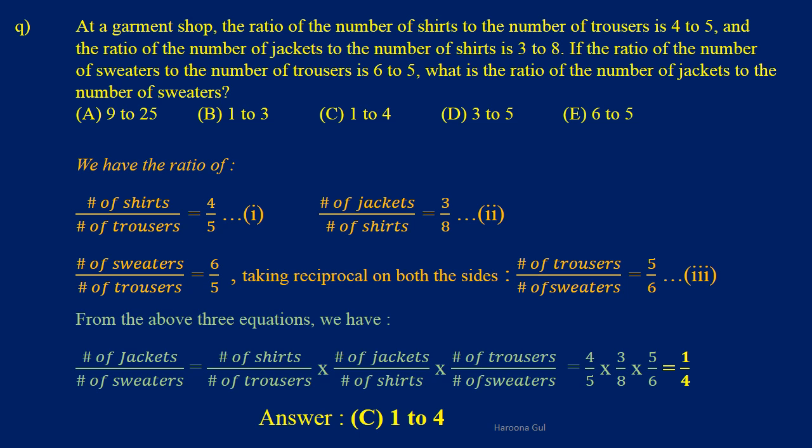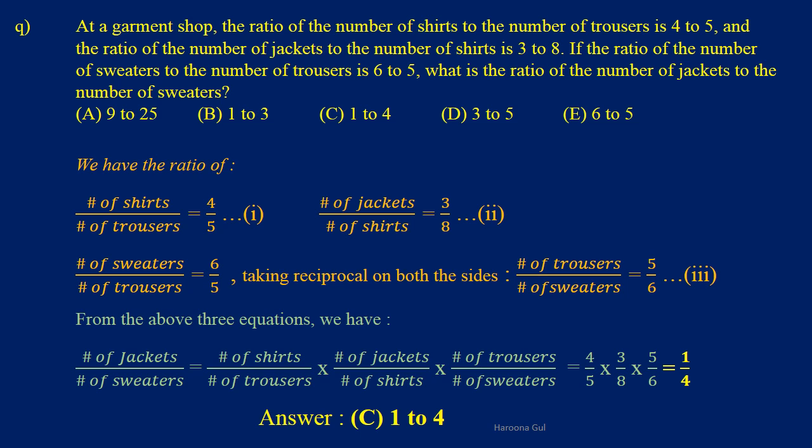Now the first thing to do is to write down the ratios of shirts, trousers, jackets and sweaters in a sequence. So the ratio of the number of shirts to the number of trousers is 4:5. The ratio of the number of jackets to the number of shirts is 3:8, and the ratio of the number of sweaters to the number of trousers is 6:5. If we take the reciprocal of sweaters to trousers on both sides, we get the number of trousers over the number of sweaters is equal to 5/6.